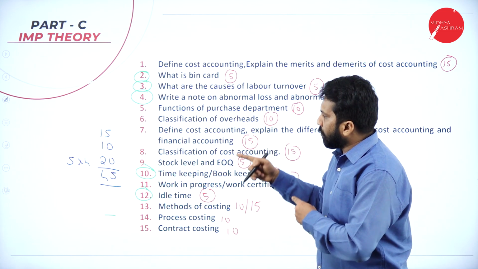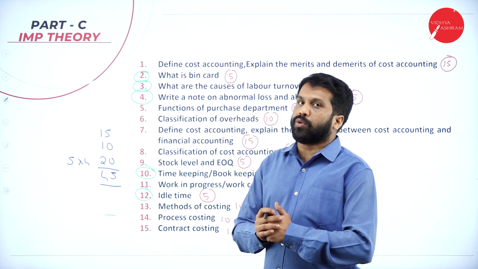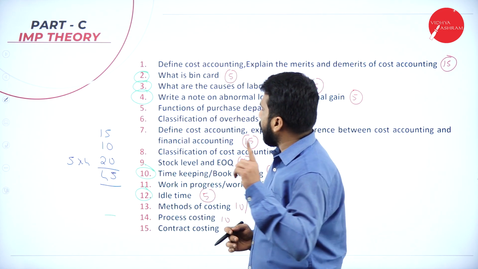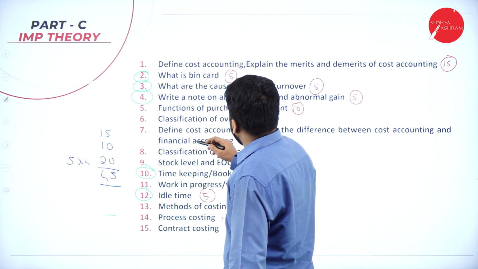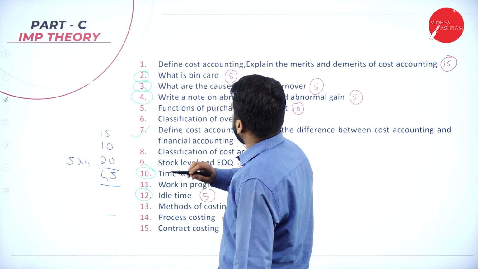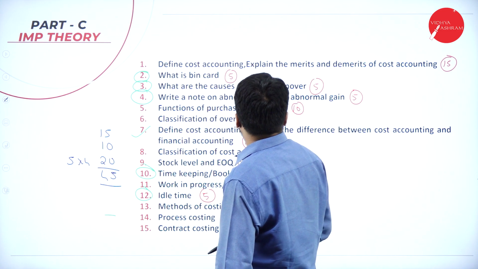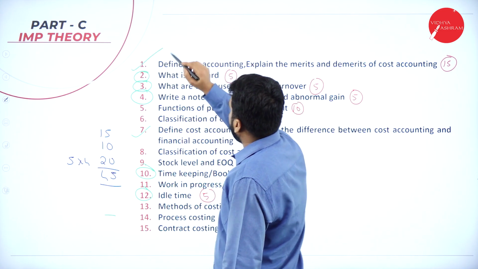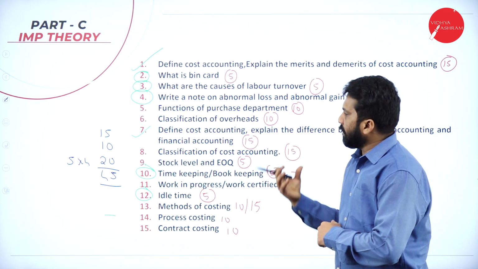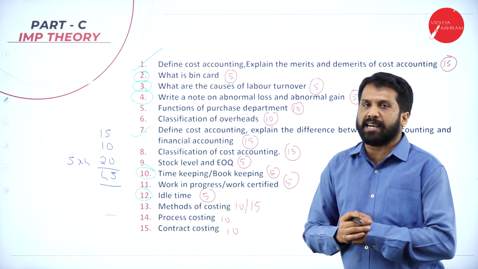But without these 5, please don't go for exam. And for your 15 marks, if you are attending, it will be define cost accounting, and classification is there, and advantages and limitations in the beginning. These two you can concentrate for 15. Clear? So these are the important ones for your examination.